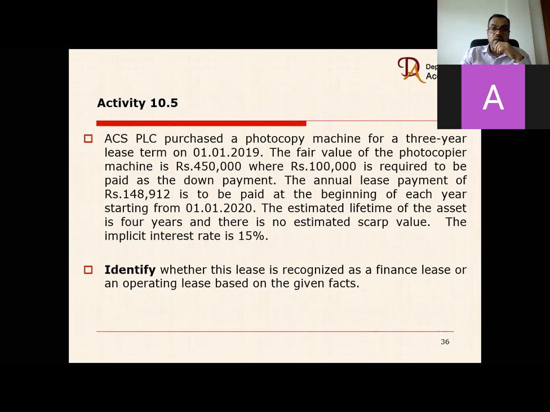Now you can do a quick calculation if you wish. Take 15% and take this 148,912 into 4 years, take the discount factor, the present value annuity factor at 15% for 4 years, multiply it by 148,912, it should be almost equivalent to 350,000. That should be the present value of lease rentals, the lease liability at the very beginning.